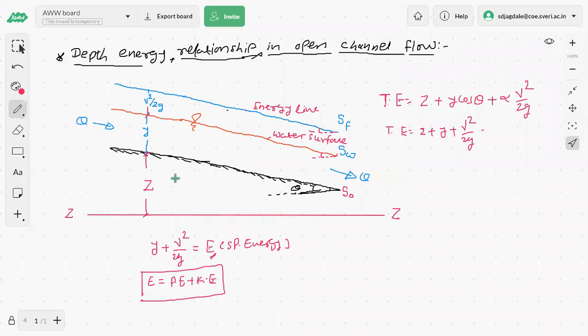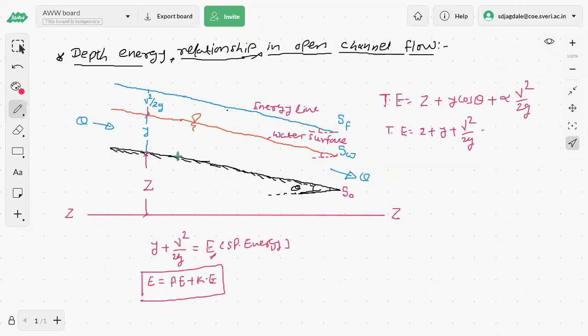Whereas the kinetic energy here we can say is v square by 2g. This is called the specific energy E. Now though the total energy will be reduced, whatever the magnitude of the total energy, y square by 2g and so on, then under such conditions also we can say that the specific energy for the prismatic channels remains constant throughout the length of the channel.